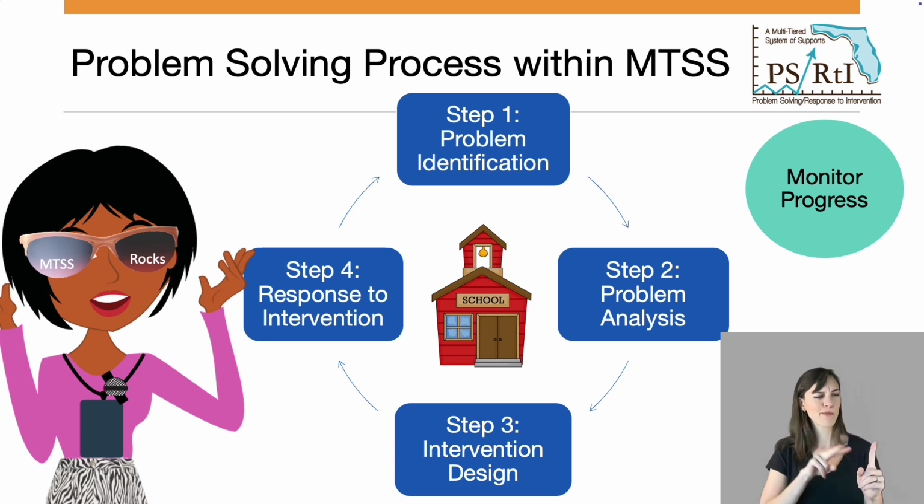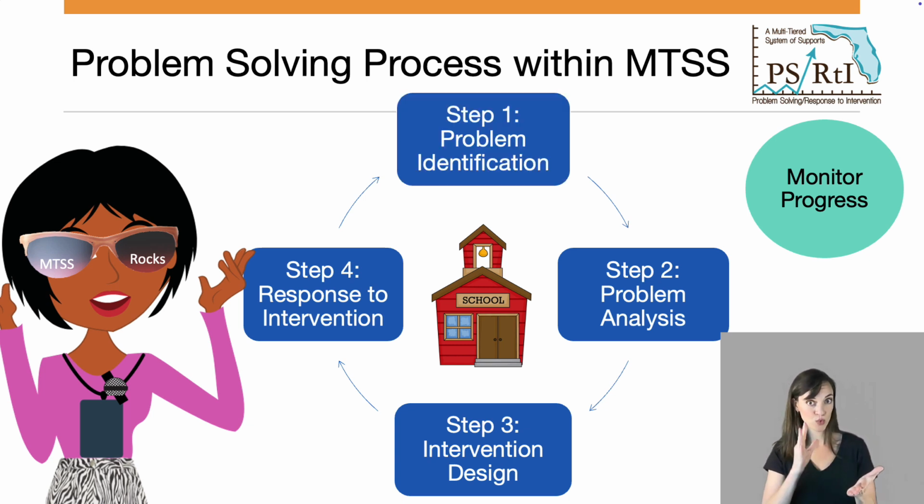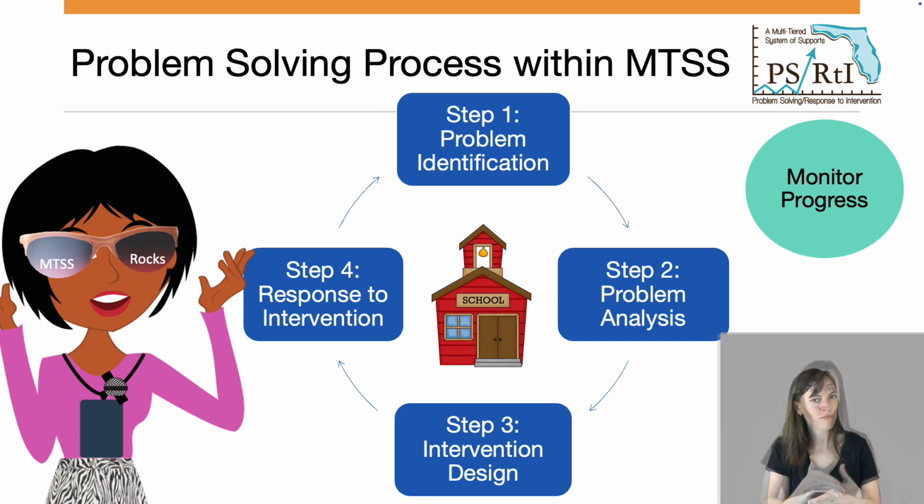Educators should determine how and when to intensify instruction through the lens of the problem-solving process within MTSS. Step 1. Problem identification. What do we want students to know and be able to do? Step 2. Problem analysis. Why is the problem occurring? Step 3. Instruction or intervention design. What are we going to do about it? Step 4. Response to intervention. Is it working? Do you want more on the problem-solving process? Be sure to watch the HLP 16 video and visit the PSRTI website.